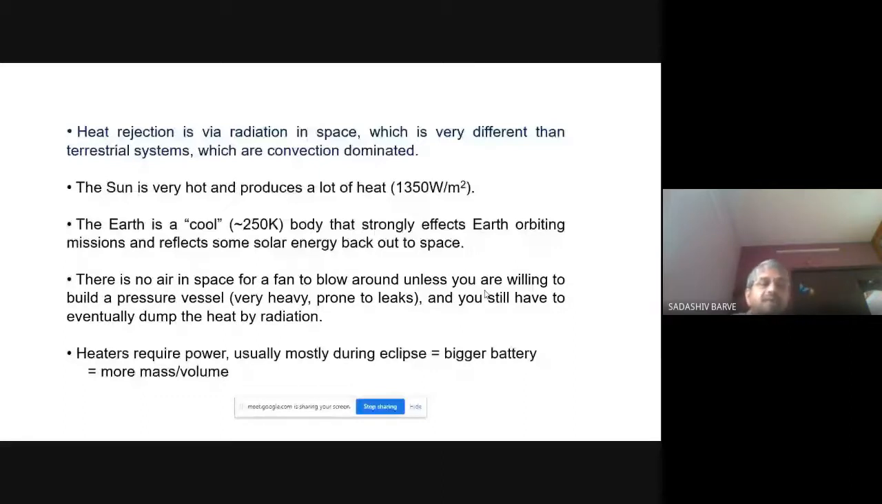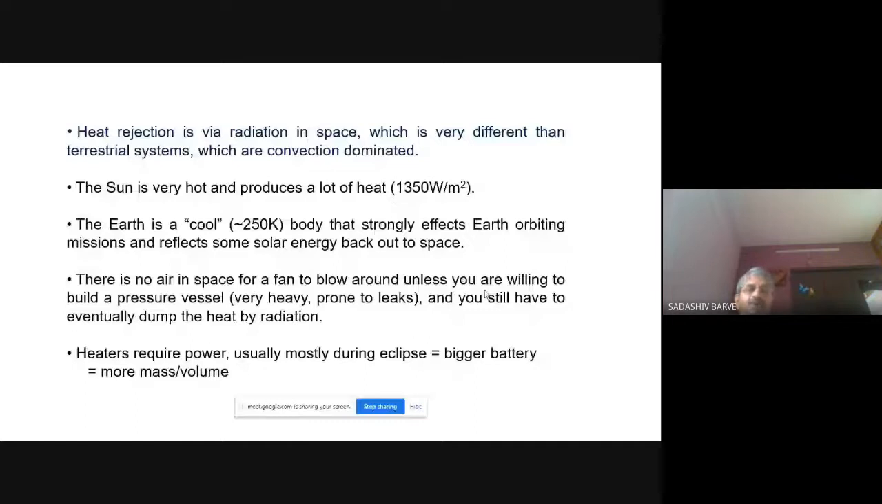That's why at the North and South Pole, we see the ice caps. Now, there is no air in space for a fan to blow around unless you are willing to build a pressure vessel. In earlier days, Russian satellites were designed to make use of convection. For that, they made an enclosure for the satellite that is totally sealed, and they put some kind of gas in it and maintained the temperature by virtue of a fan.